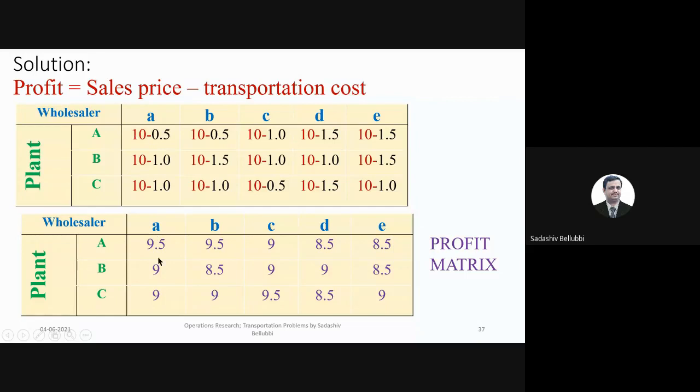10 minus 0.5, 10 minus 0.5, 10 minus 1. This is the answer I have written. If you want to write both matrices in a single matrix, that's fine. And it's not necessary to write the first matrix clearly, because if you write the statement "deduct all the transportation cost from the sales price," that's also enough. For your understanding, I have written both matrices here.